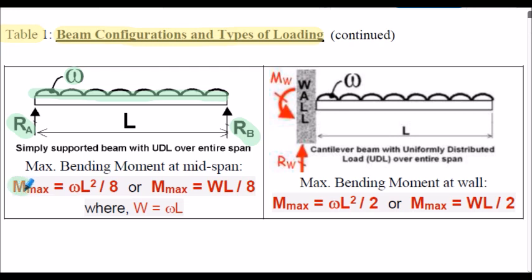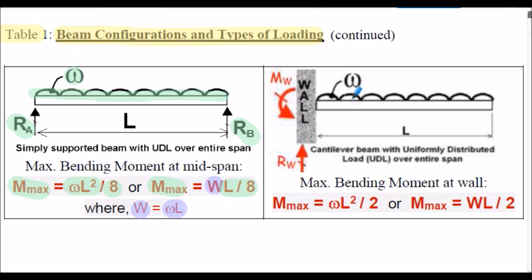The first form for maximum bending moment is omega L squared divided by 8, or the maximum bending moment can be expressed as W L divided by 8, where W is actually omega L. So use whichever equation relates to the information given in the question.